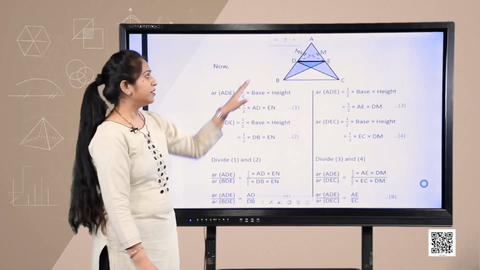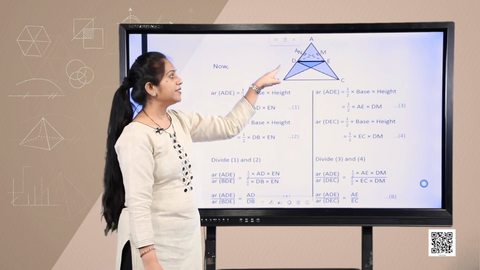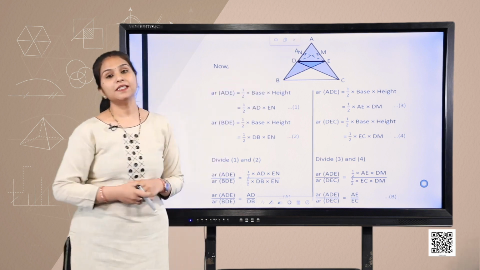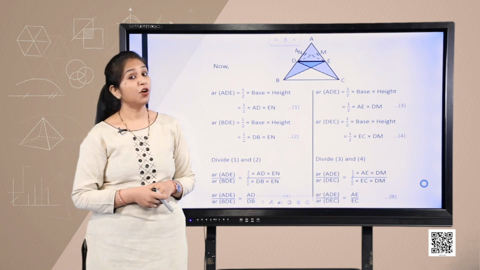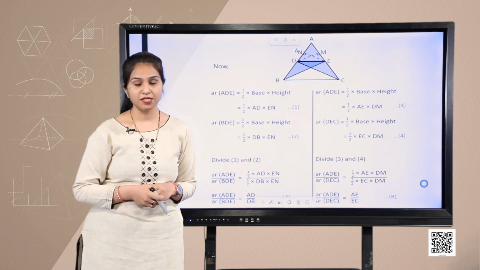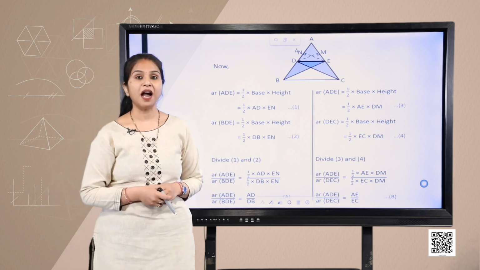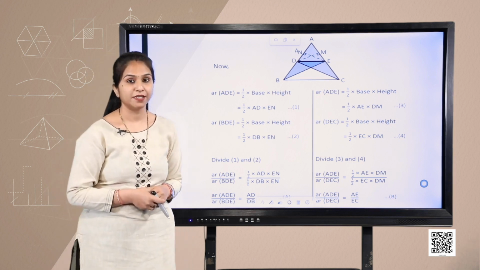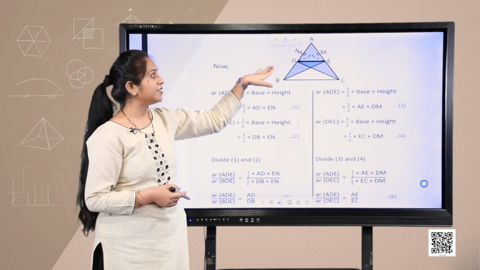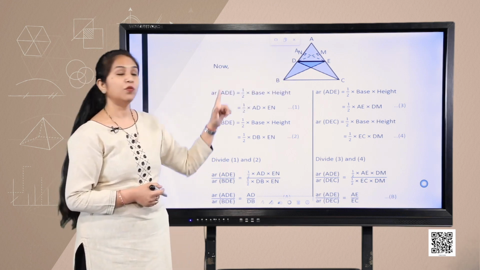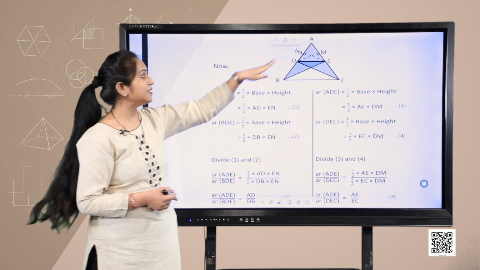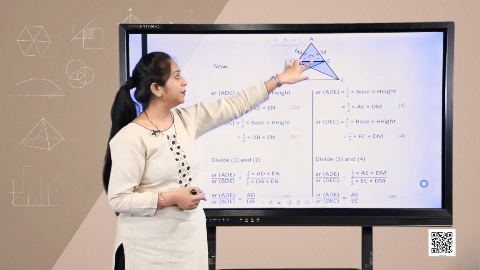So children, first of all, see triangle ADE. What is the area of a triangle? How will we calculate the area of a triangle? We know the area of a triangle is calculated using the formula half into base into height. For this triangle ADE, the base is AD and the height will be EN.